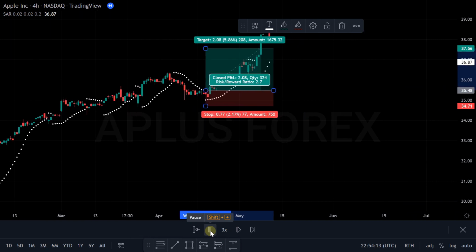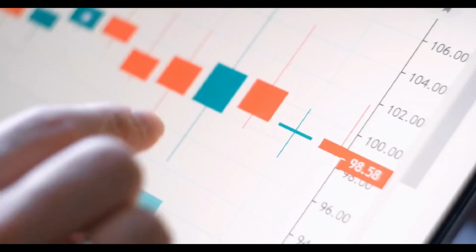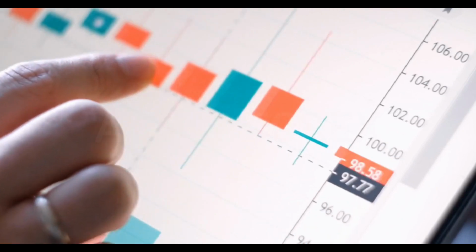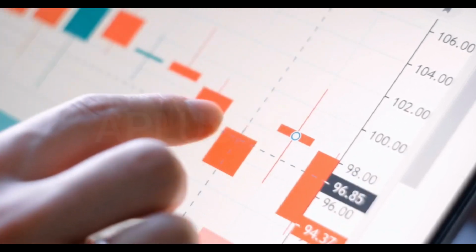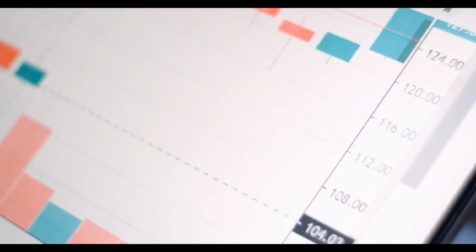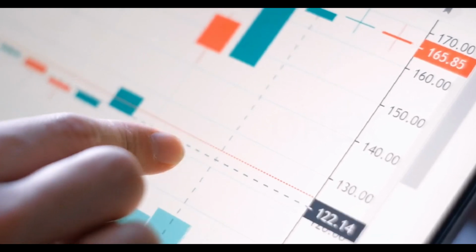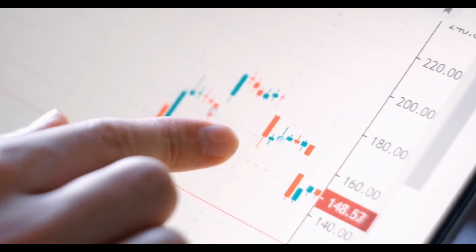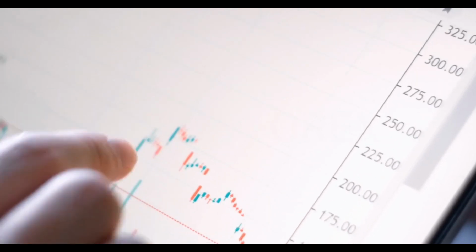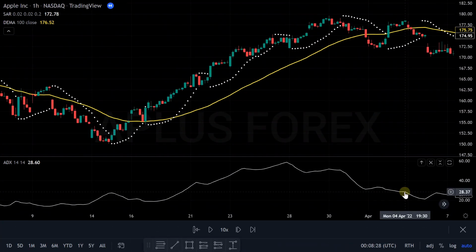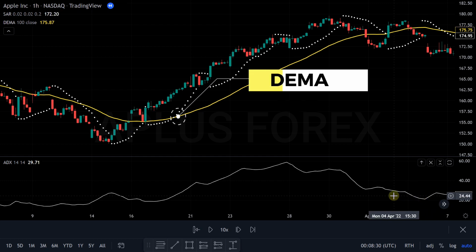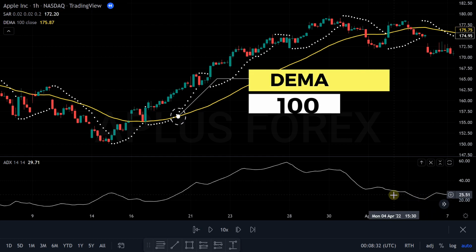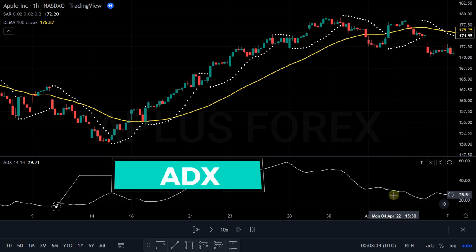risk to reward ratio. Now let me show you this last strategy, which is an advanced but easy parabolic SAR indicator strategy with a high win rate. To make this strategy more reliable than the first two strategies, we will add two simple trading indicators. These indicators are the double exponential moving average, also called DEMA, and the ADX indicator, which is also called average direction index.